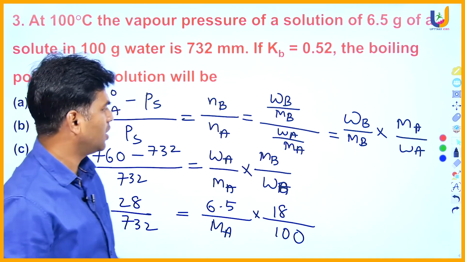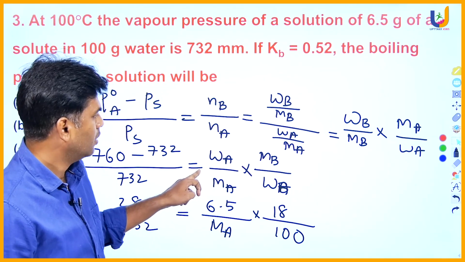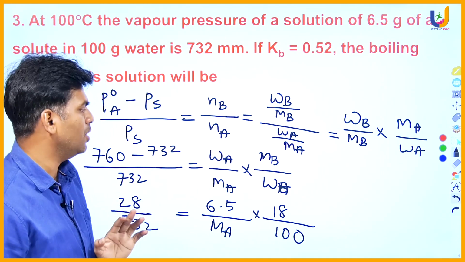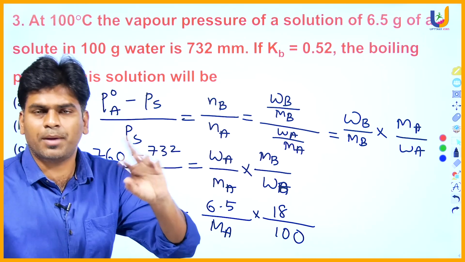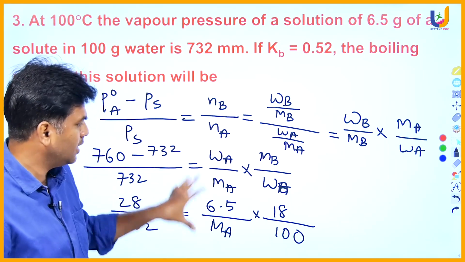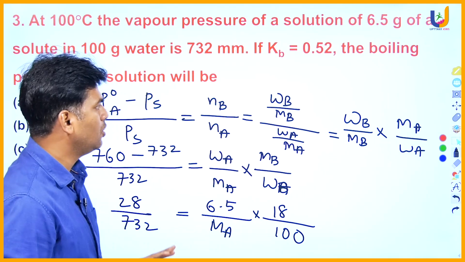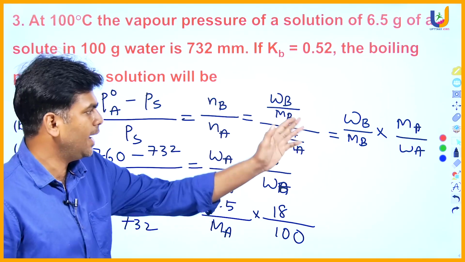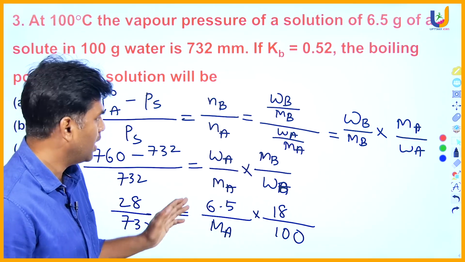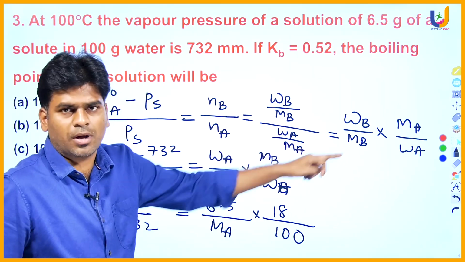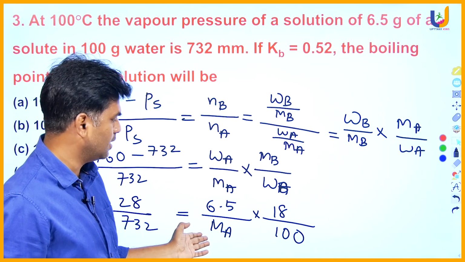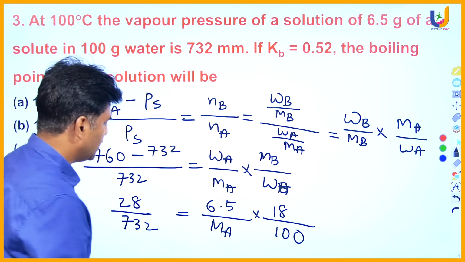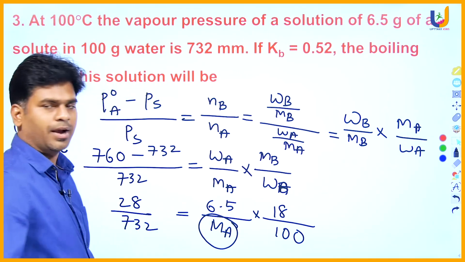From the same equation I have written, WB by MB into MA by WA. So solute A and B may be interconverted. But these are the values we have to write. So for the solute we can write 6.5 into gram molecular weight of A, that means water is 18, by solvent or next solute gram molecular weight. They didn't mention it, so we take it as the same M, into the given weight of solvent, which is 100.